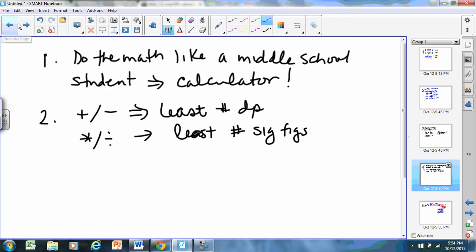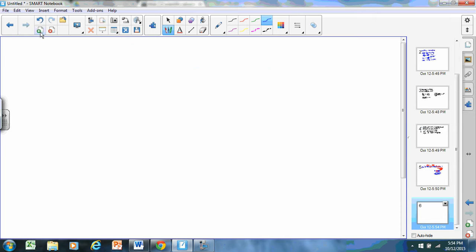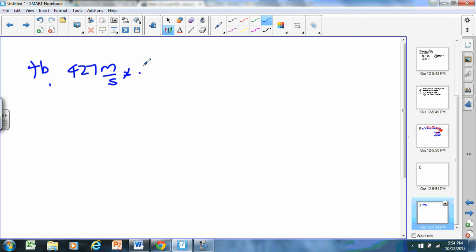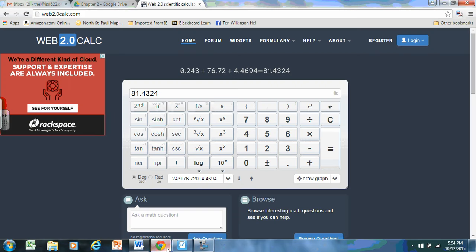All right, so next page, let's do this. Here is 4B. You can look on your sheet. It's 427 meters per second times 0.65 seconds. I do this on a calculator. So I'm going to hit this, and I am going to hit clear. We're done with that problem. Very easy, just very easy problem.